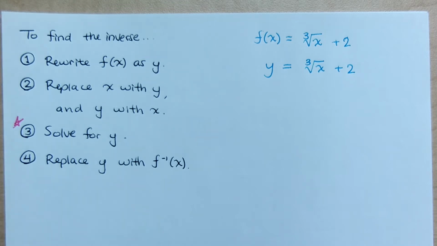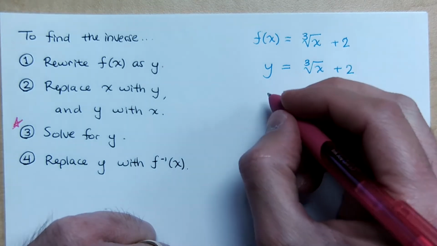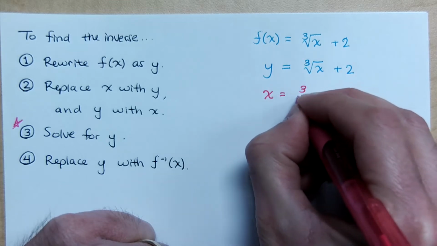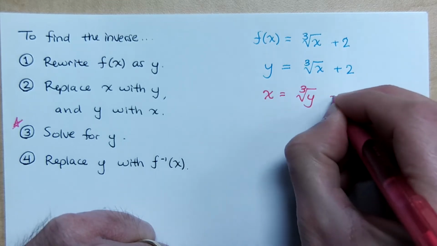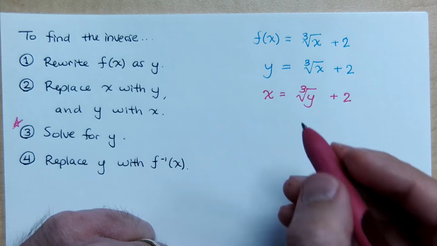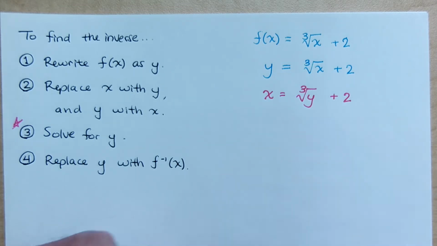Okay, anyway, step 2, replace the y with x and x with y. So what does it look like now? x equals the cube root of y plus 2. Now I've switched colors, because see, now I'm from the perspective of the inverse, and I need to take this equation and solve it for y. How do you solve this guy for y?